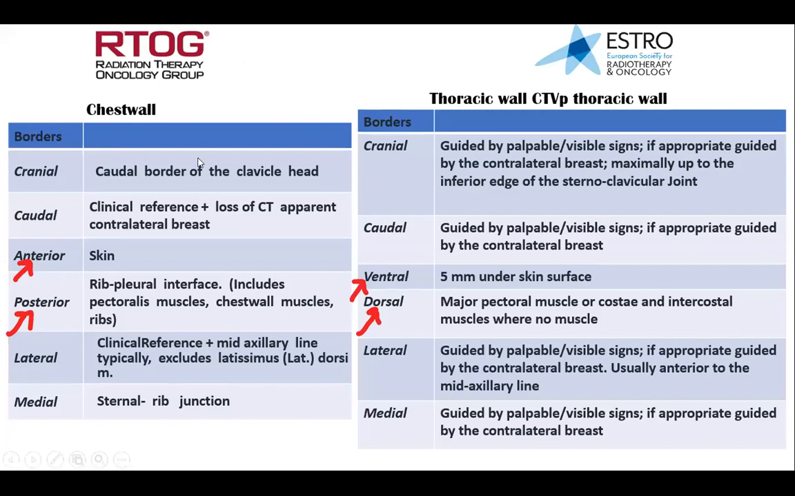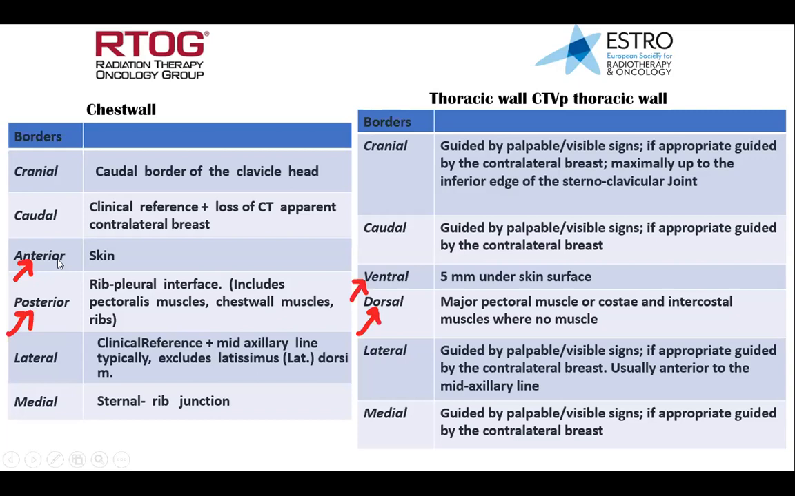Cranially, RTOG uses the caudal border of the clavicle head. ESTRO uses the inferior edge of the sternoclavicular joint. More or less, these are the same. There is not much difference when we contour, actually. The caudal border is also similar between these two guidelines. Here we use the clinical reference and loss of apparent contralateral breast. It is equal in both the contouring guidelines.